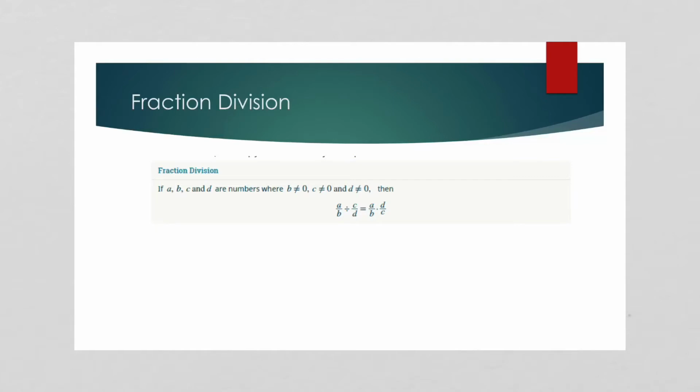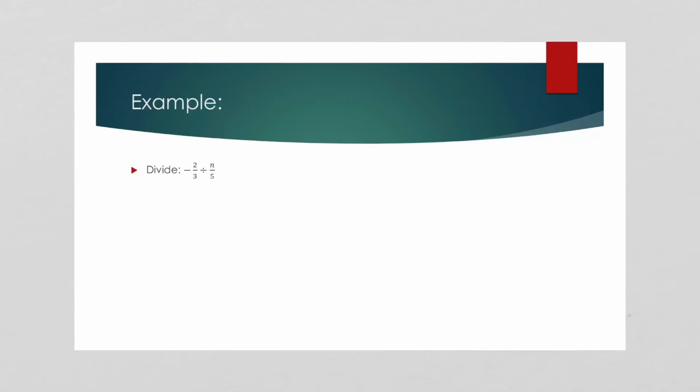With fraction division, you keep the first fraction the same. Notice it's the same right there. You change the sign from division to multiplication, and you multiply by the reciprocal. So you flip over the second one. So I always say keep, change, flip. All right, so with fraction division, keep the first one, change your sign to multiplication, flip your second one. So now just multiply straight across. Negative 2 times 5 over 3 times n. So I get negative 10 over 3n.